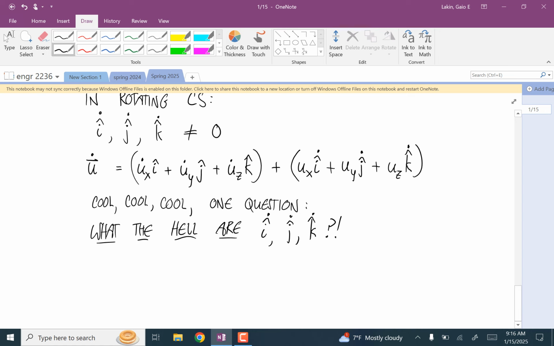Later, we're going to figure out what I dot, J dot, and K dot are, and we're going to be able to do calculations in rotating coordinate systems. Okay.